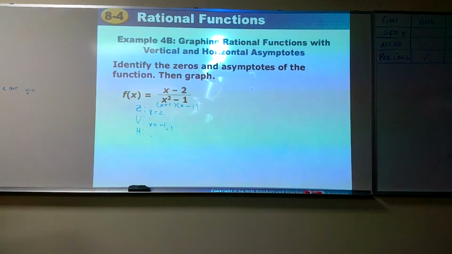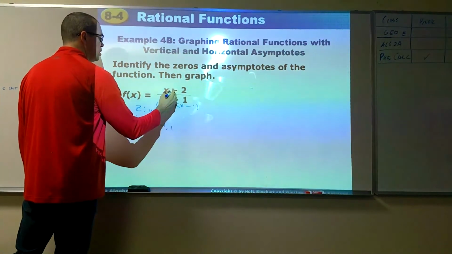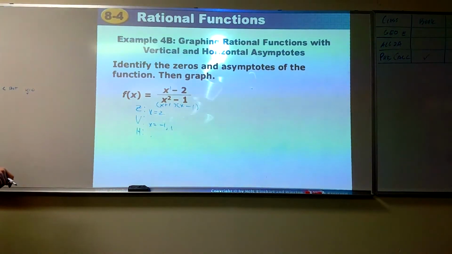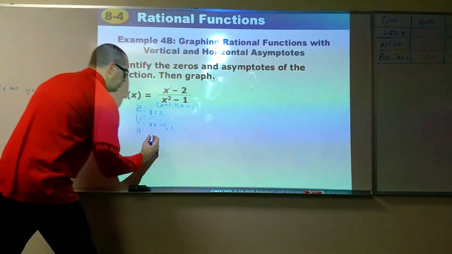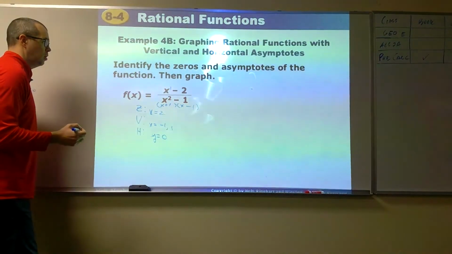And last but not least, horizontal. Degree of the bottom is 2. Degree of the top is 1. So your biggest exponent. That means top is less than bottom, which means if you go back to your chart, y equals 0. Okay?